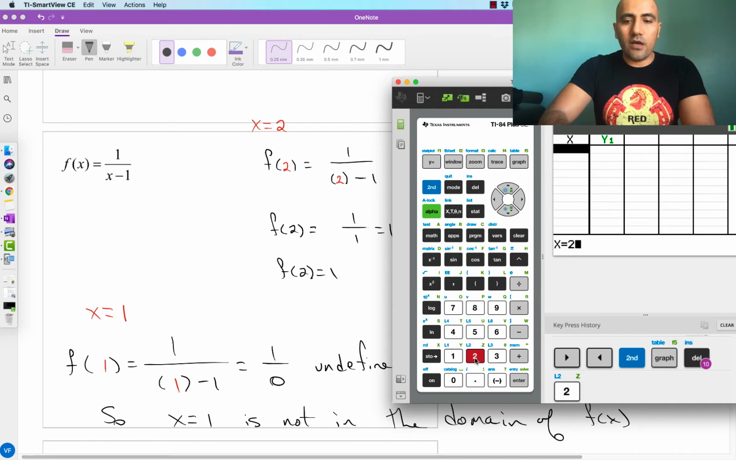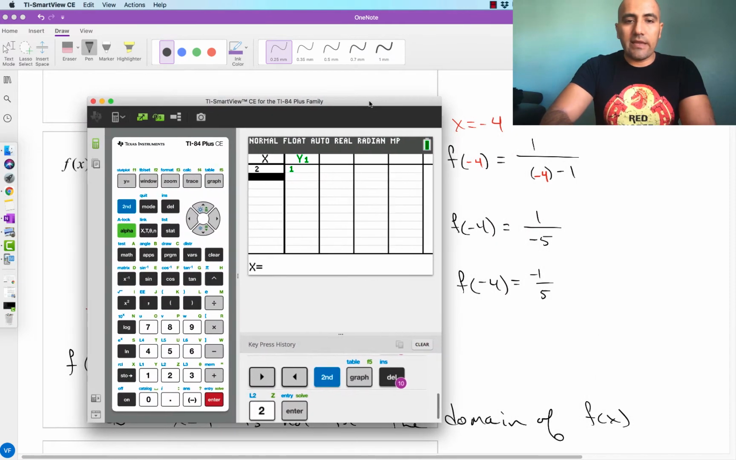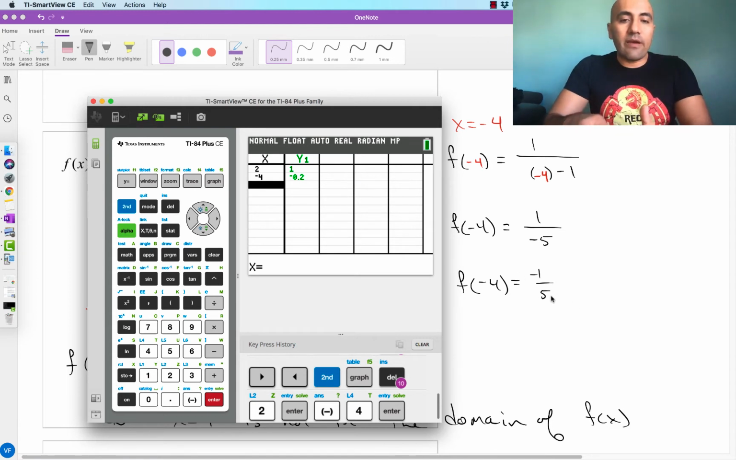Well, 2 we already saw when we did it by hand. That 2 leads to 1. Right, that's what this calculator is doing. It evaluates it. You plug in that number and it'll crunch this out and it'll give you that value right there. On the other hand, we had already evaluated a negative 4. So if we plug in a negative 4, the calculator will automatically give me a negative 0.2, which is what this is. When we convert negative 1 divided by 5, we're going to get a negative 0.2.